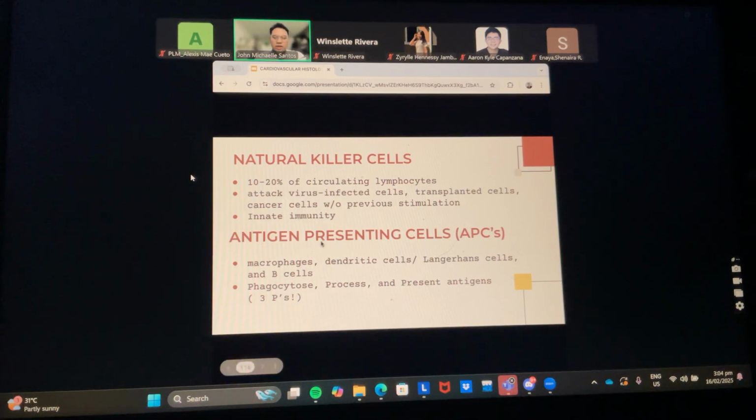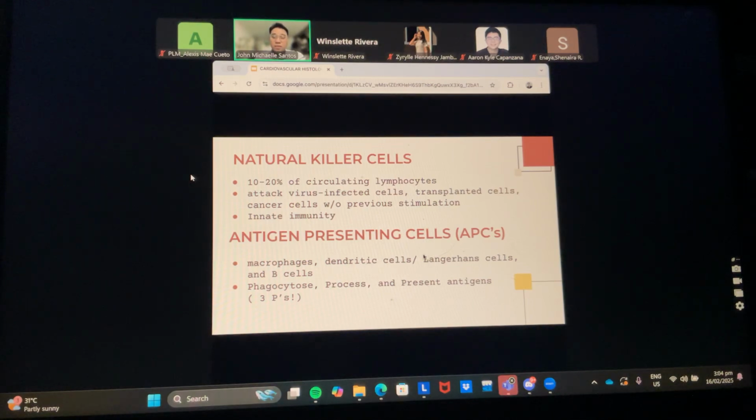Again, and then you also have your antigen-presenting cells. So your antigen-presenting cells naman, they can be your macrophages, dendritic cells, Langerhans cells, and they perform now the three functions, which are your 3Ps, which is your phagocytose, process, and present antigens.